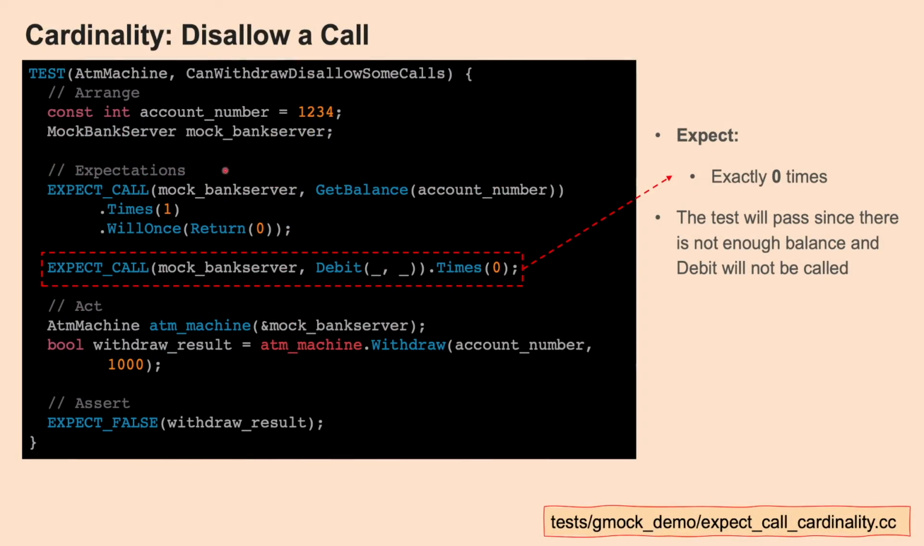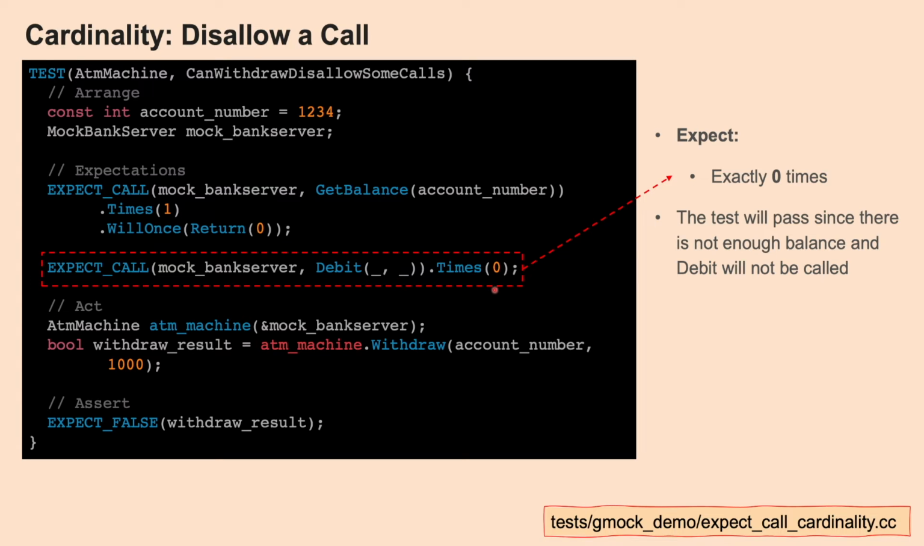This example shows how you can disallow a call. Here, I'm saying expect debit with any parameter to be called exactly 0 times. And previously, I mentioned get balance to be called exactly once, for which you return 0. That means when I call withdraw, it sees that I don't have enough balance, so it shouldn't attempt to call debit. Therefore, I added this expect call, and I mentioned to double check that debit is not called at all. You can run and play with this test from this path down here. So this was one way of disallowing a call and telling GMock that if this function debit was called with any parameters, the test should fail.